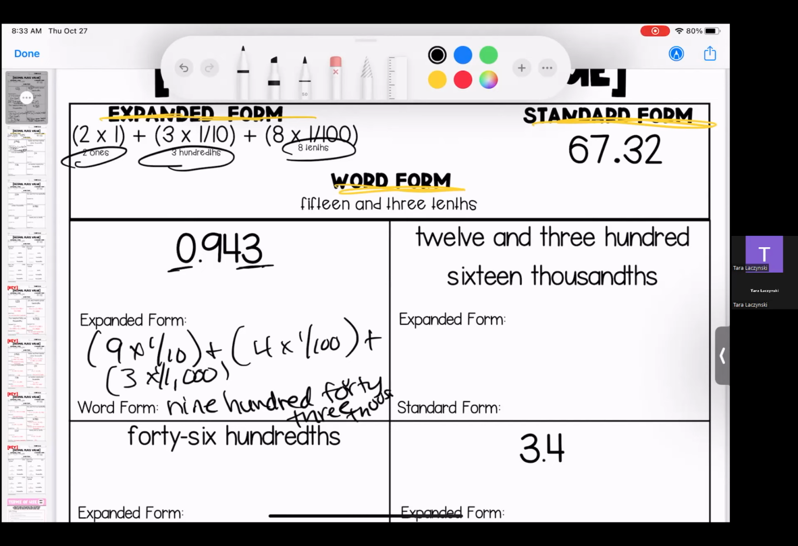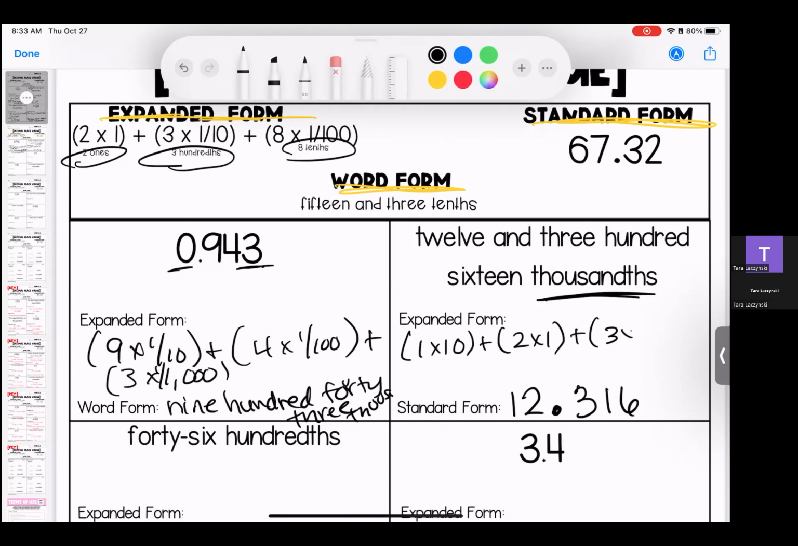All right, sweet faces. Let's keep moving and grooving. We have 12 and 316 thousandths. Remember, and tells us decimal. Expand it. We have 1 times 10 because we have a 1 in the tens place, plus 2 times 1, we have a 2 in the ones place. We have a 3 in the tenths place, a 1 in the hundredths place, and a 6 in the thousandths place.